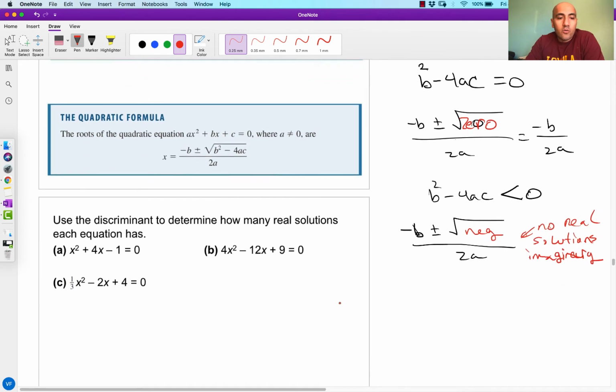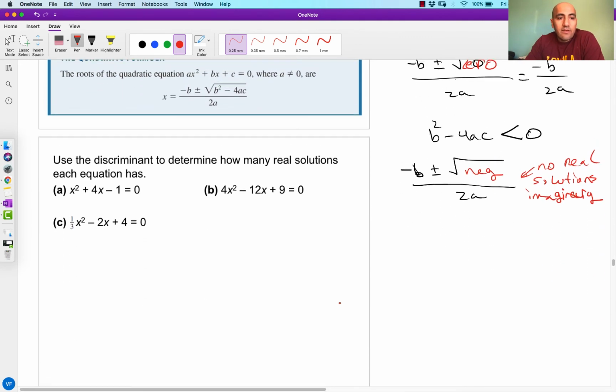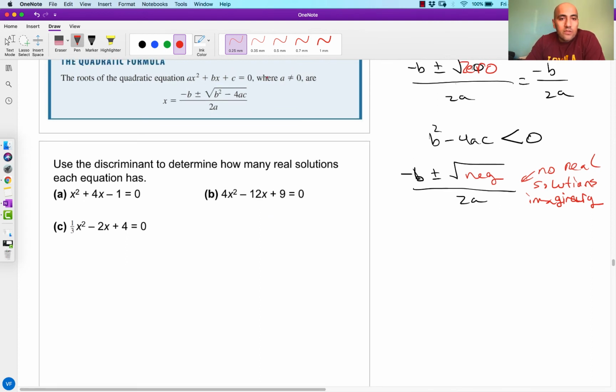And so some of your homework questions are just going to ask you to do that. Figure out the discriminant. So given these equations right here, use the discriminant to determine how many real solutions we're going to have. Okay, so all you have to do is figure out what this is. B squared minus 4ac. So for part A, for example, the discriminant is going to be 4 squared.